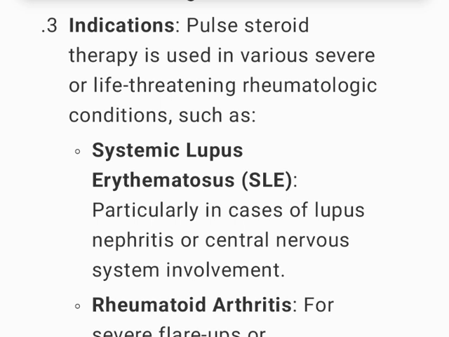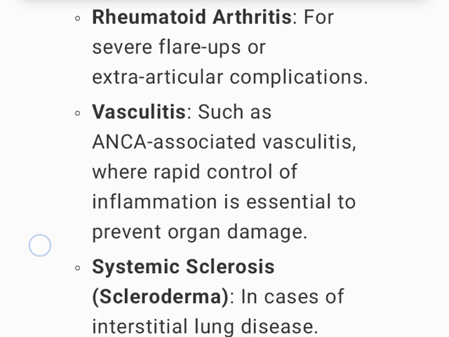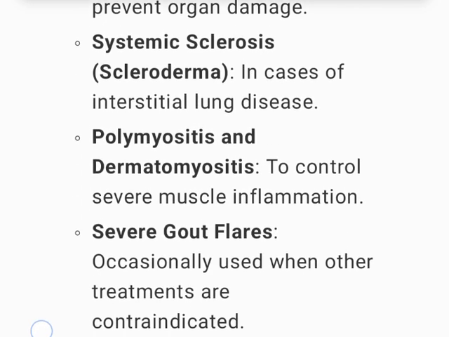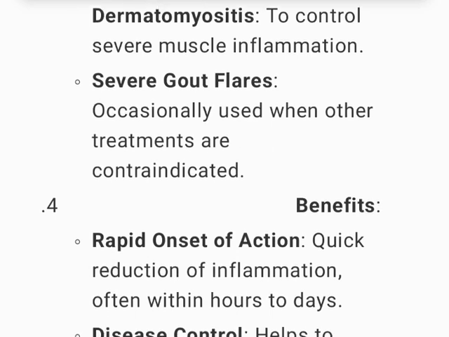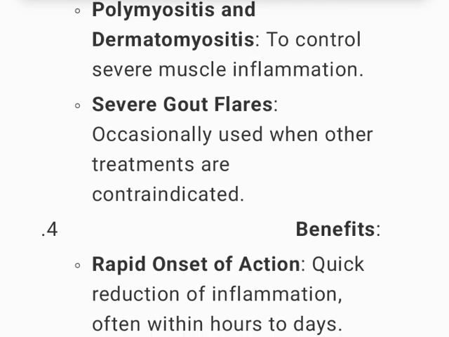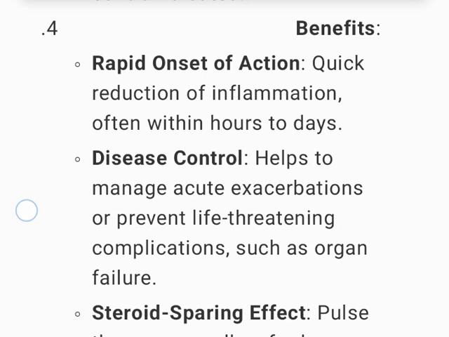particularly in cases of lupus nephritis or central nervous system involvement. Rheumatoid arthritis, for severe flare-ups or extra-articular complications. Vasculitis, such as ANCA-associated vasculitis, where rapid control of inflammation is essential to prevent organ damage. Systemic sclerosis, scleroderma, in cases of interstitial lung disease. Polymyositis and dermatomyositis to control severe muscle inflammation. Severe gout flares, occasionally used when other treatments are contraindicated.